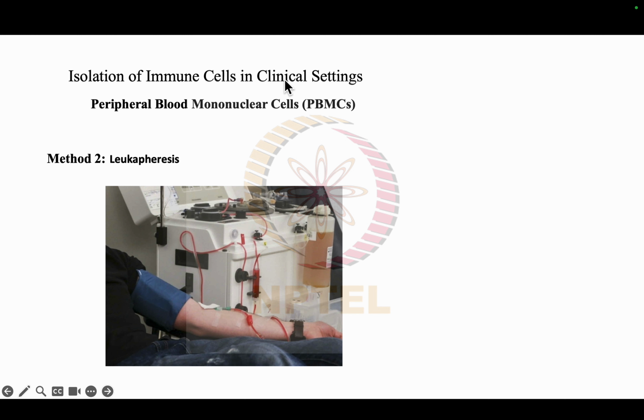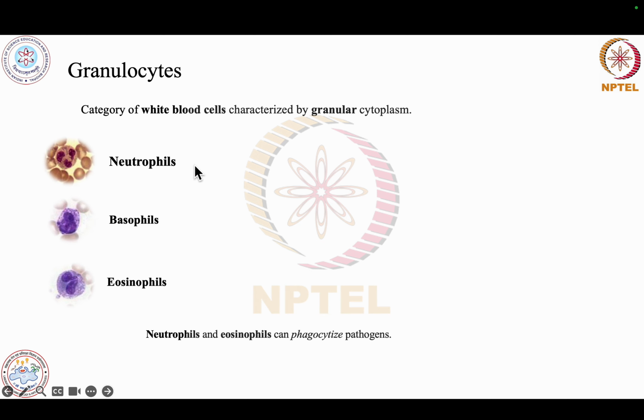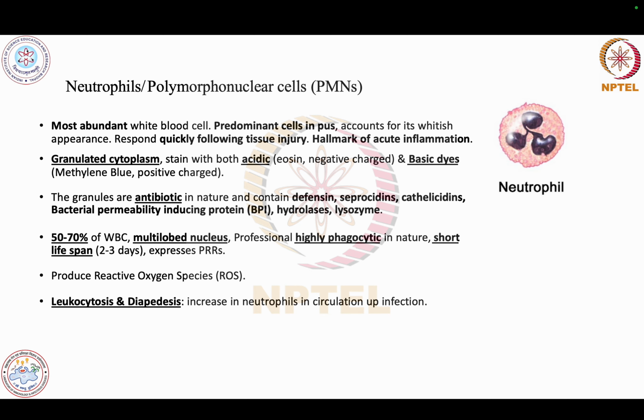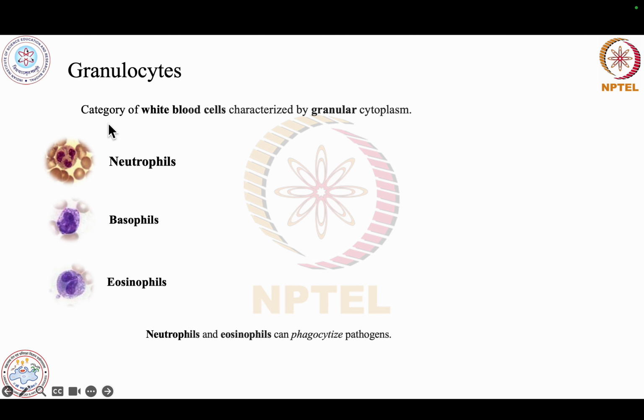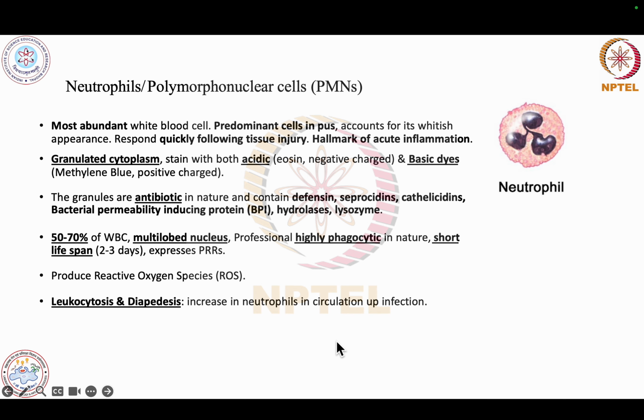Isolation of immune cells in clinical stages. In different clinical cell stages you can isolate those immune cells. So what is leukapheresis? The method is called leukapheresis. Now we'll talk about granulocytes, a category of white blood cells characterized by granular cytoplasm. Examples: neutrophil, basophil, eosinophil. Neutrophils and eosinophils can phagocytize pathogens.